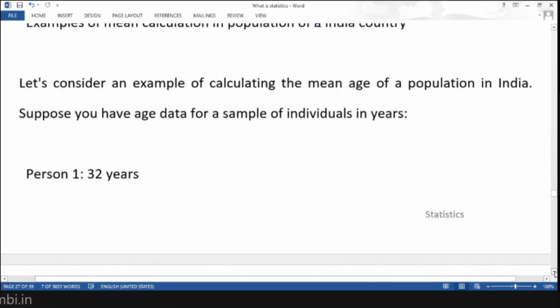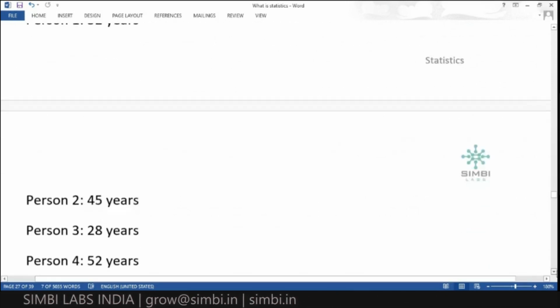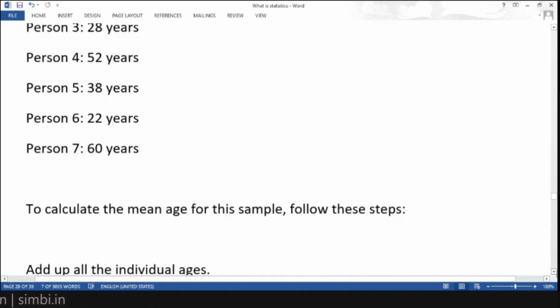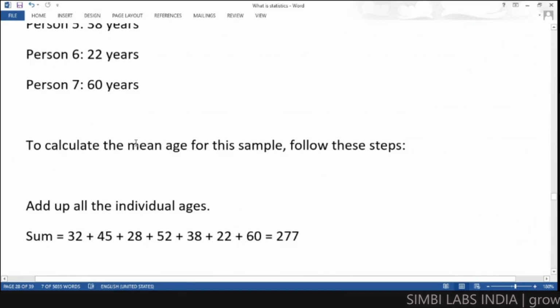For example, they want to calculate the mean age of a population in India. So they can collect the information from person 1, who is 30 years old, 32 years, and person 2, person 3. So like that, some 7 persons' ages we had collected. So we need to calculate the mean age for these 7 persons.